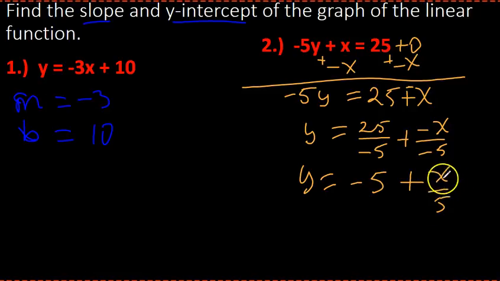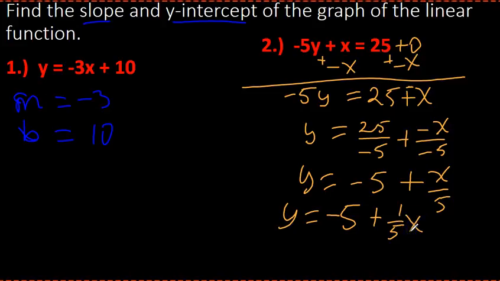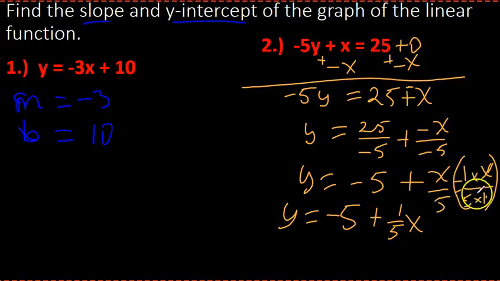But then, how do we know the slope? This is the same thing as y equals -5 plus 1 over 5x, because this is like 1x. So it is like 1 times x over 5 times 1. We can think of it like that, because when you multiply 1 times anything, it doesn't change it. So this is 1/5 x, since x over 1 is x.